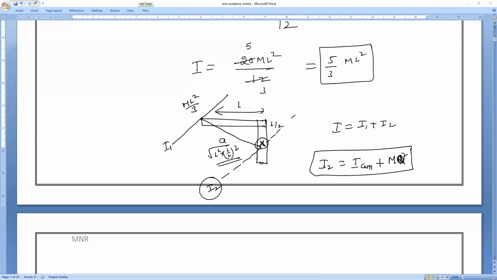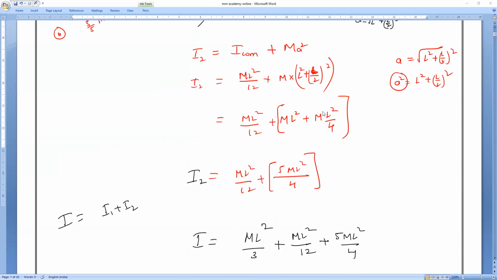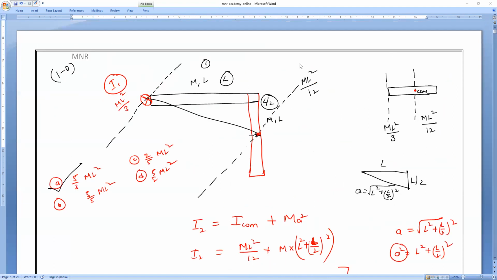Are you clear? Understand? Any doubt you can ask me. So answer is 5 by 3 ml square. Only Narayan solved yesterday. Narayan, understand clearly? Any doubt you can ask me. Clear? Yes, sir. Yeah. So please, where you are solving only, it will come. If not, it will not be. You see, once it is completed, we will go to the next question. Clear?